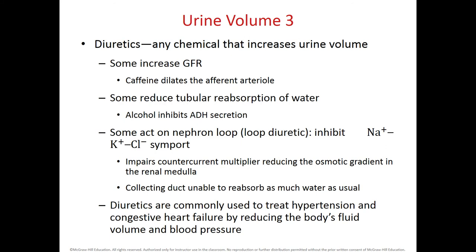Something that can affect the formation of urine is the intake of diuretics. Diuretics are any chemical that increases urine volume. We can have natural diuretics like caffeine, which dilates the afferent arteriole and increases the glomerular filtration rate. Another diuretic is alcohol, because it inhibits the secretion of ADH. And some other diuretics are part of the treatment for hypertension, and they can act on the nephron loop, inhibiting the symport of sodium, chloride, and potassium, so the person won't be able to reabsorb as much water as usual.